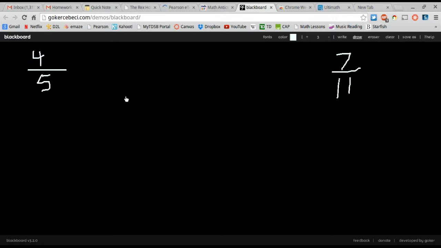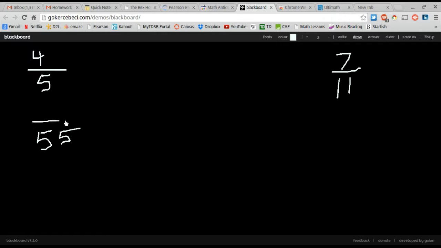Okay, so the way we can find a common denominator is we can just multiply those numbers. If we multiply the denominators, we can find a common multiple of both numbers. For example, 5 times 11 will be 55. So our common denominator will be 55. So let's put 55. Excuse this, it's a new app.